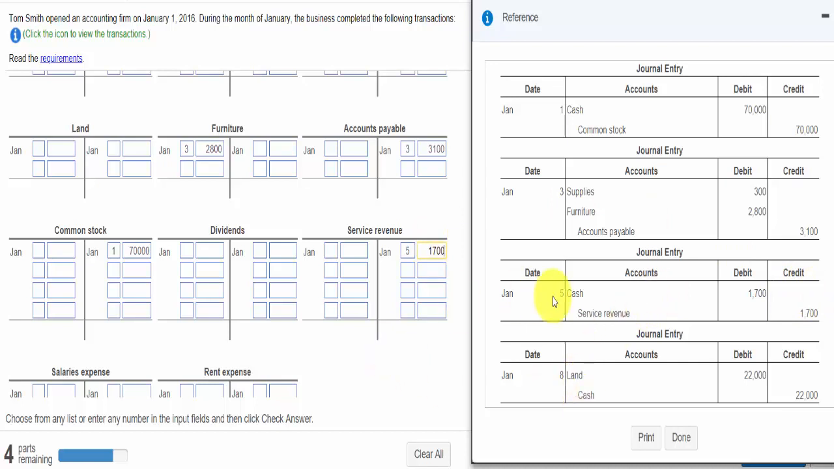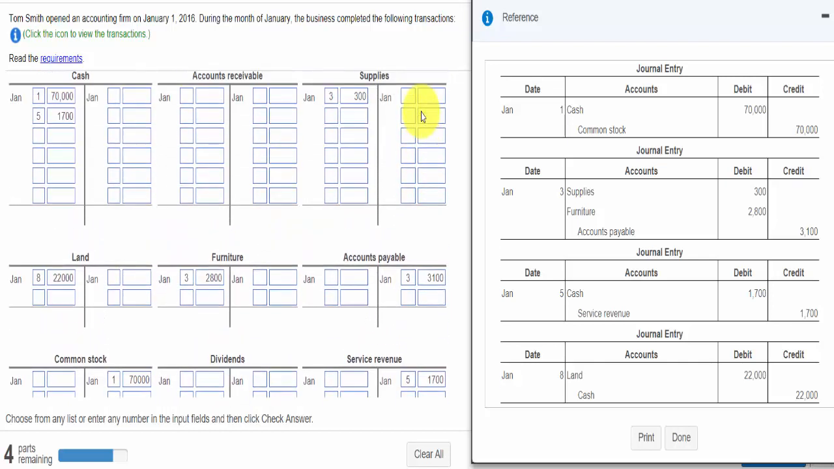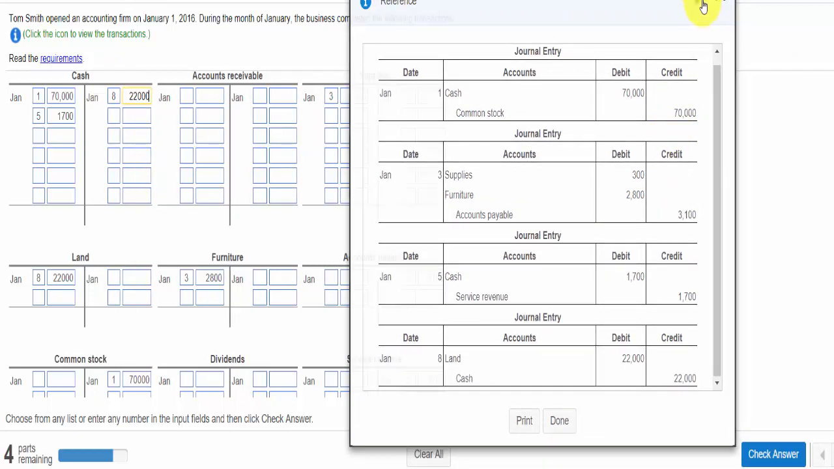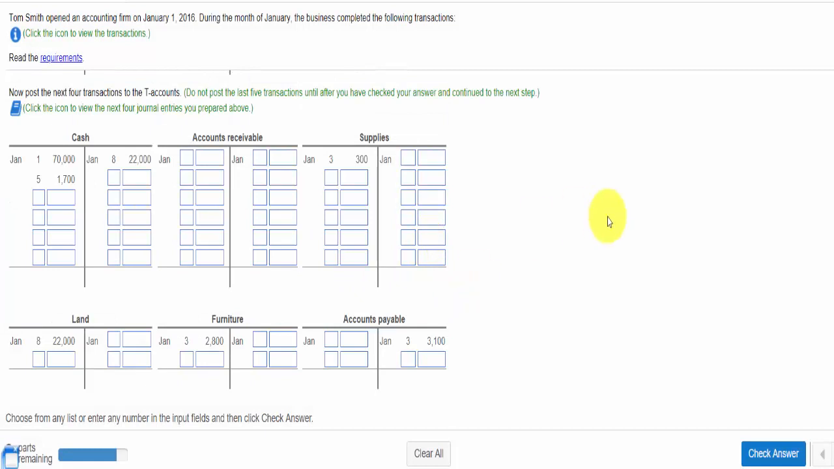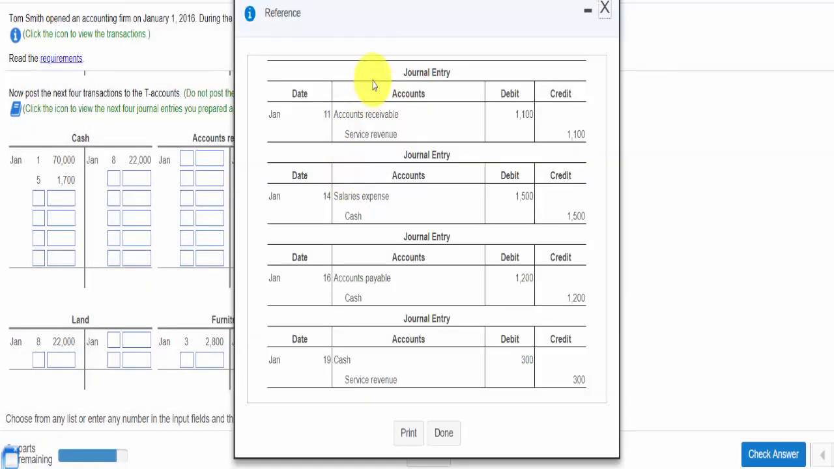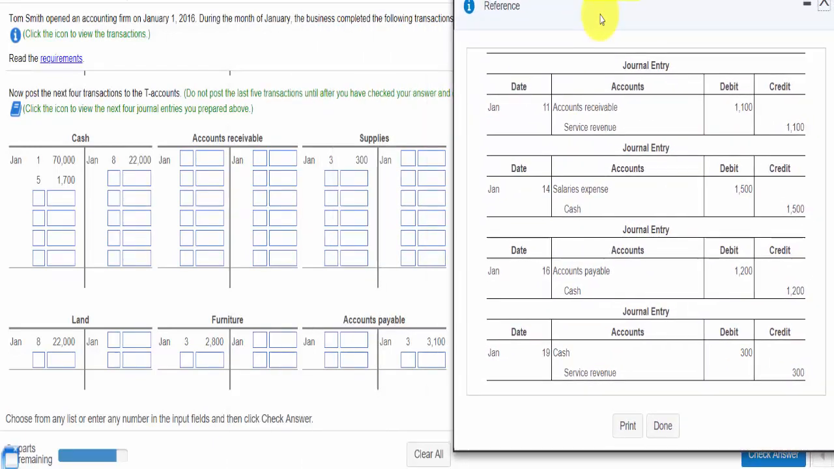Third is land. Land is debited on 8 January for the amount of 22,000 and the second account is the cash account on the credit. Now check this working. Here we will put the rest of the account entries. In the above section we have put only January 1 to January 5 date accounting entries.